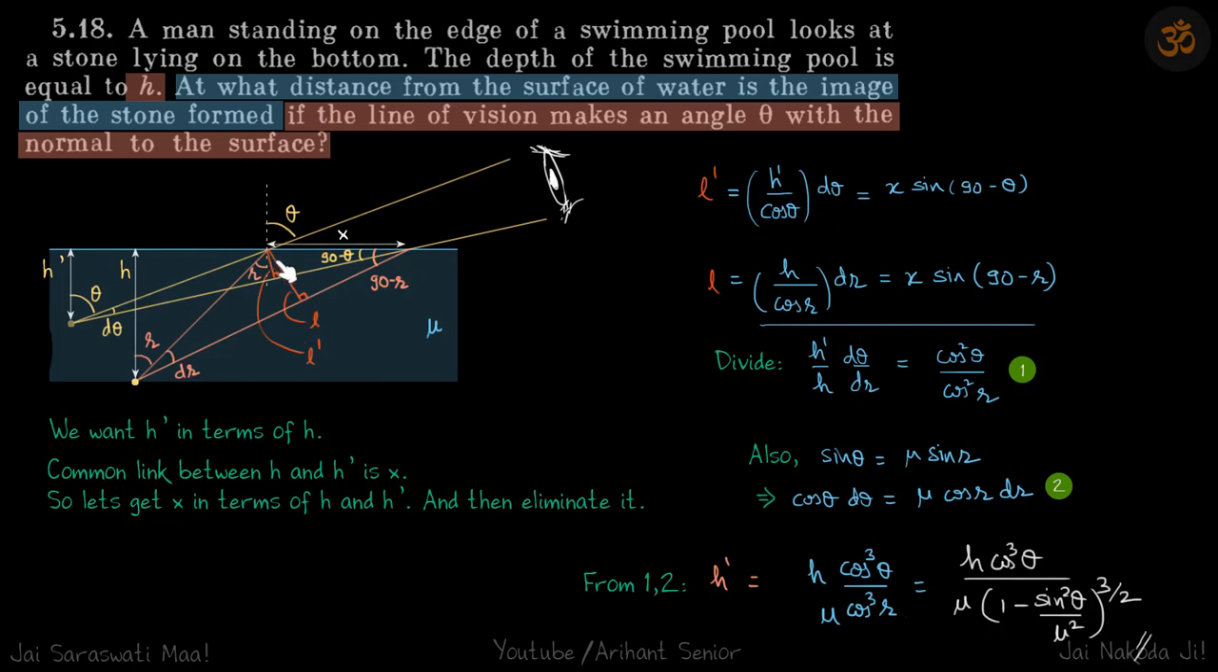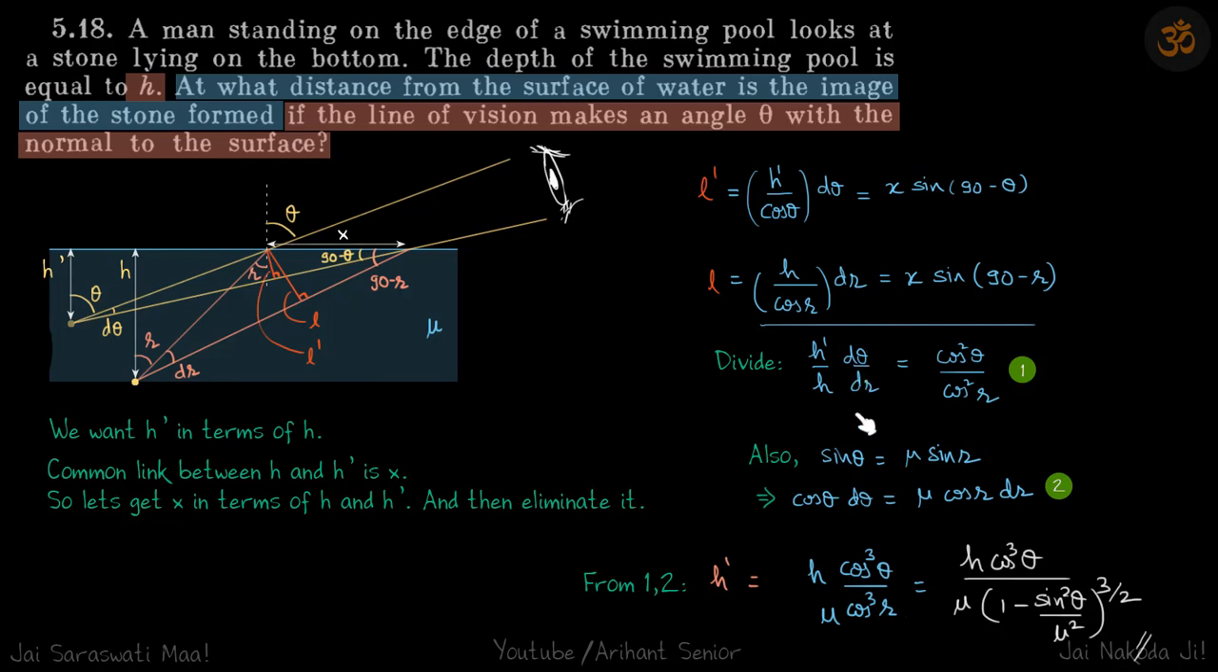Similarly, for the red triangle, again we will relate L by h and x. So L in terms of h will be this distance into dr. What is this distance? This distance is h by cos r. So h by cos r dr is equal to, now in this triangle, L is x sine 90 minus r. So now we just divide these two to get rid of x, and we get h dash by h times d theta by dr is equal to cos square theta by cos square r.